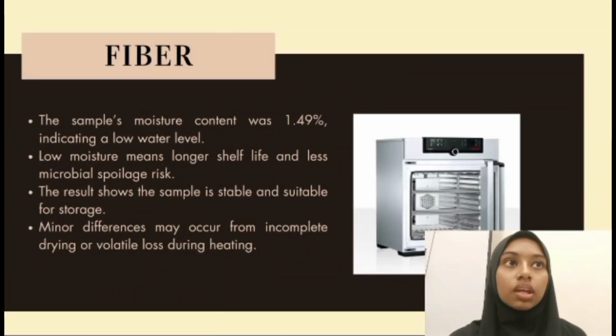So for this slide, I will be talking about the fiber analysis and its moisture content result. The sample moisture content was 1.49%, which indicates a low water level. This is a good sign because low moisture means longer shelf life and lower risk of microbial spoilage. In other words, the food won't go bad easily. From the result, we can conclude that the sample is stable and suitable for storage, since microorganisms usually need water to grow. However, there may be minor differences in result due to incomplete drying or volatile loss during heating, which can significantly affect the accuracy of the measurement.